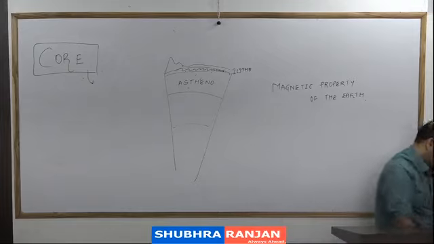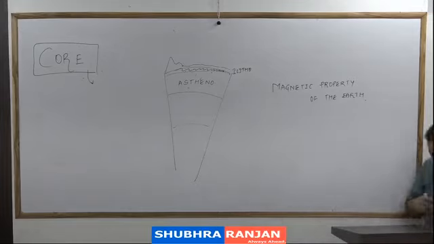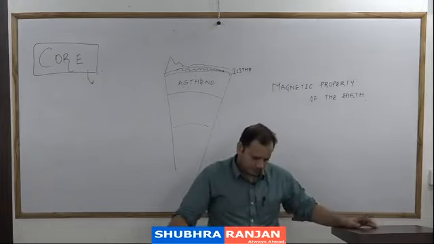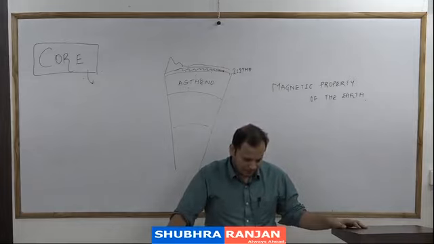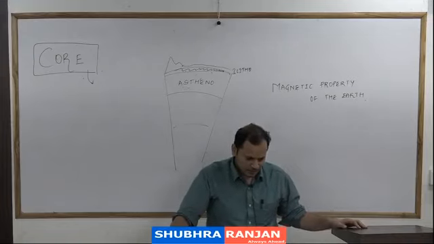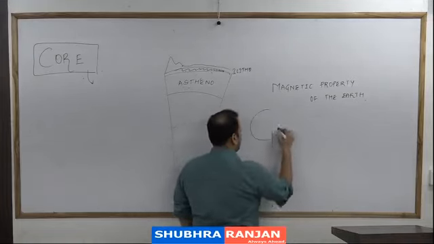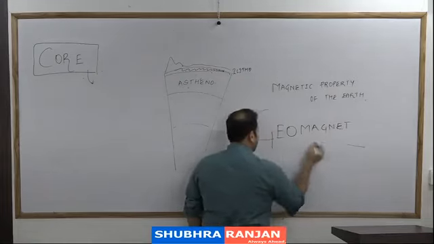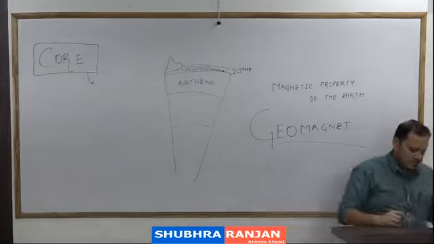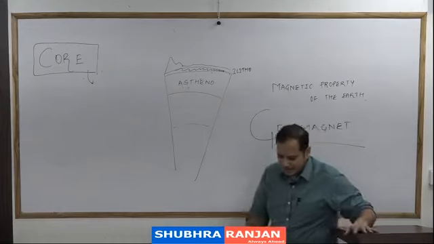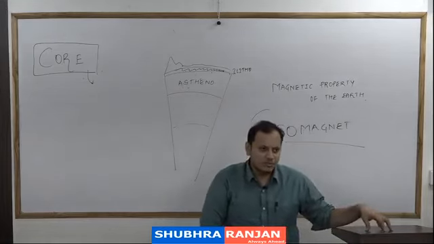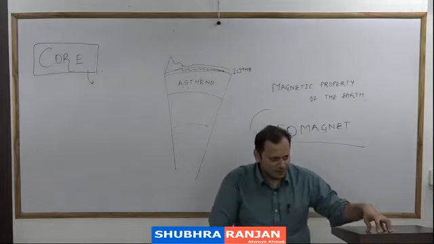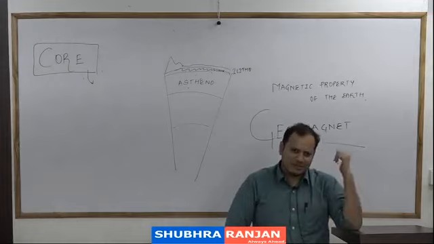Thus the rotating earth and the liquid outer core make the earth a geomagnet. Geomagnetism is a different topic, but again it is not in GS. I'll explain geomagnetism in very simple words when we will require its application.